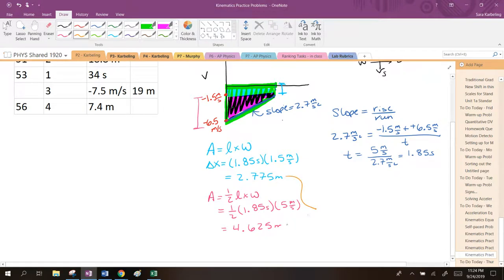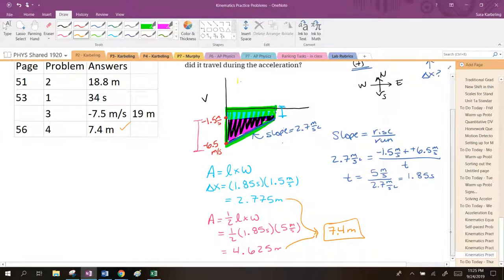So I've got this piece and I've got this piece. Bam. So I've got 2.775 plus the 4.625, and that gives me 7.4. 7.4 meters, which is what I was expecting. So good for us. Yay, team. All right. So that is our graphical approach.